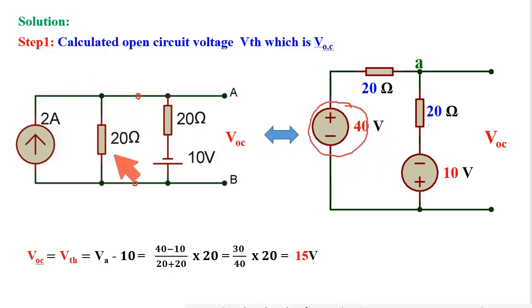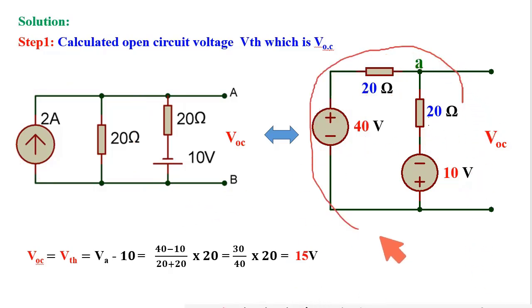Now RTH of this circuit: this current source will be open, so the 20 ohm resistance is RTH. So this portion of the circuit has been converted into a voltage source and a single resistance by using Thevenin. The rest of the circuit is the same. So ultimately I got this circuit, which is equivalent to this left hand circuit.